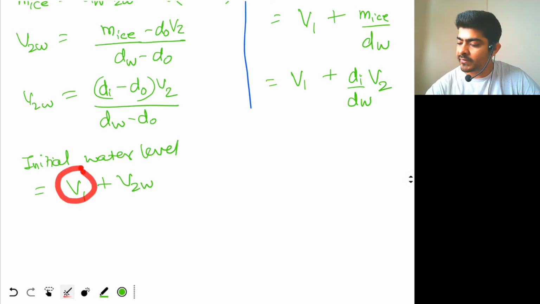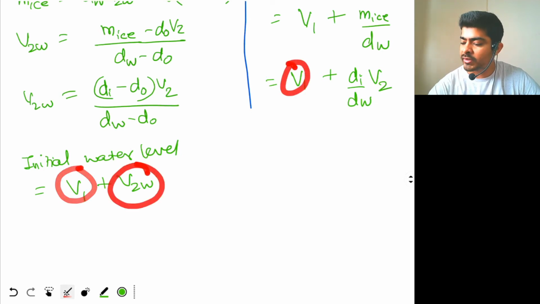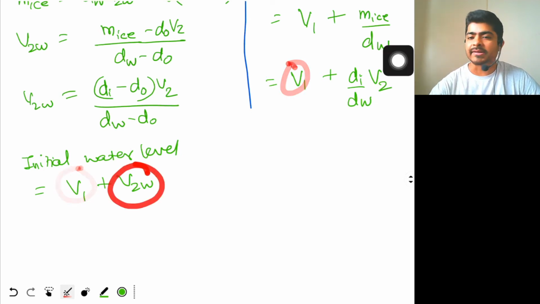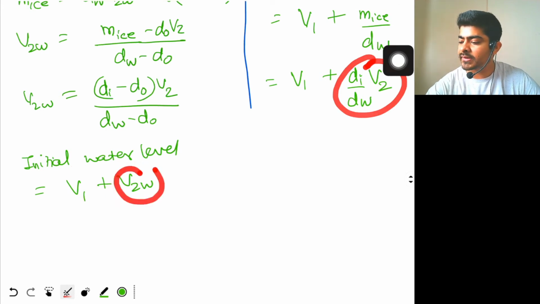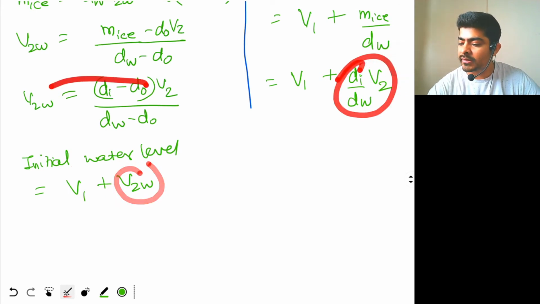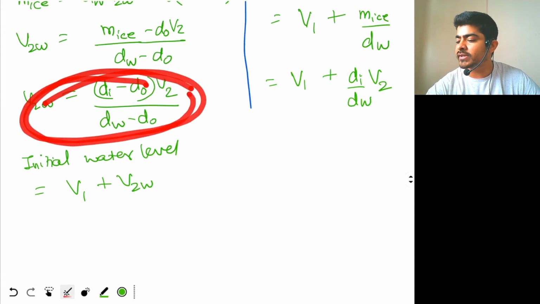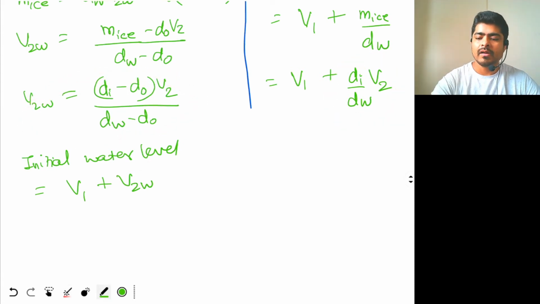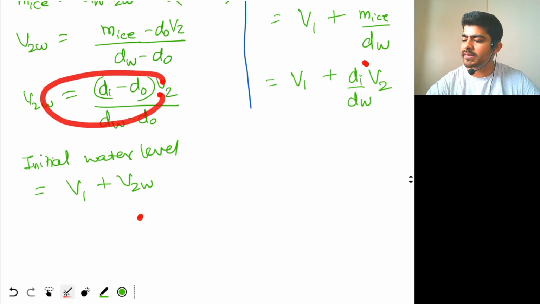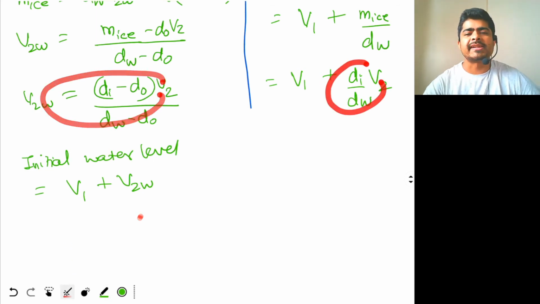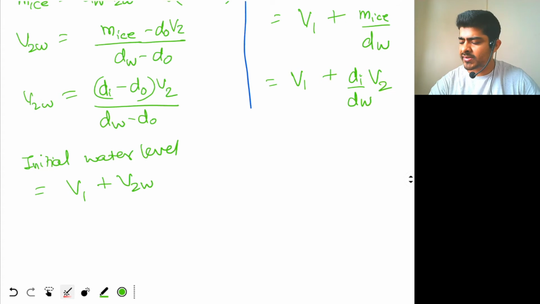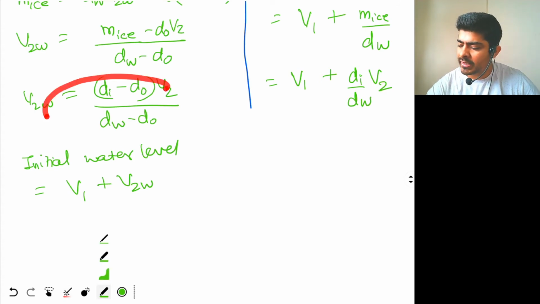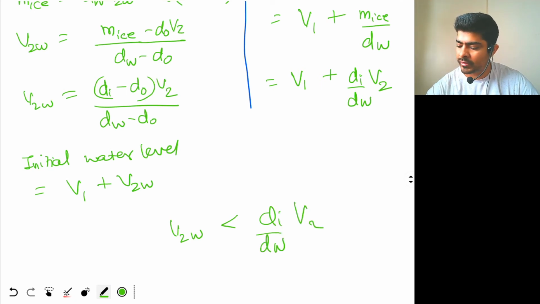Since V1 is the same in both cases, we just need to compare V2W and this term. So what is V2W? This term over here. We need to check which one is greater. Now how do we verify which of them is greater or smaller? That's easy, just assume greater or smaller and solve it. So I'll assume that V2W is less than di by dw V2.